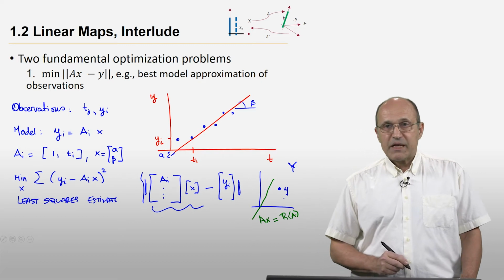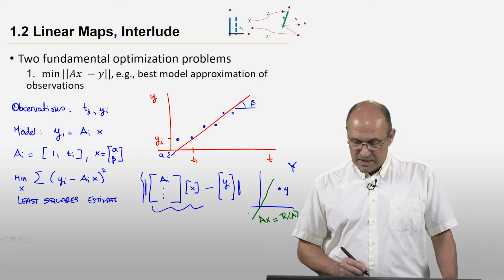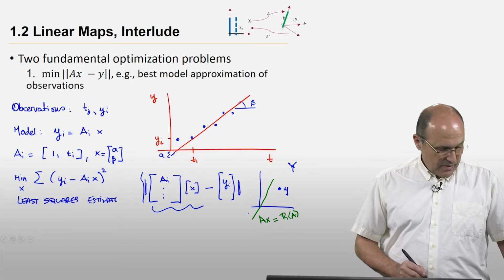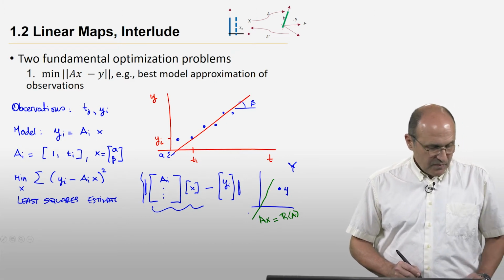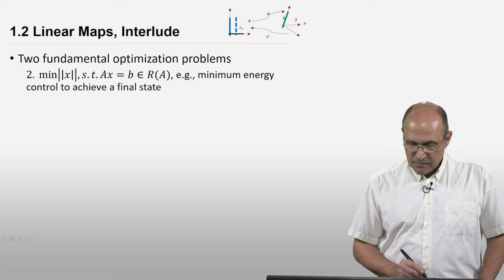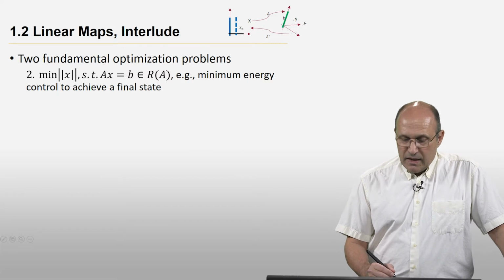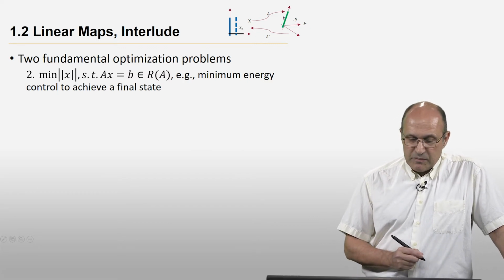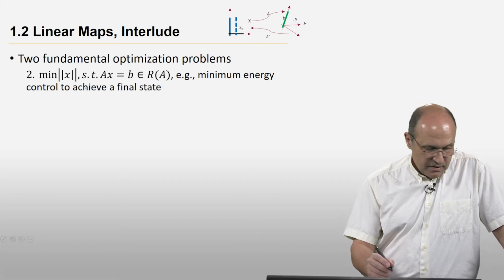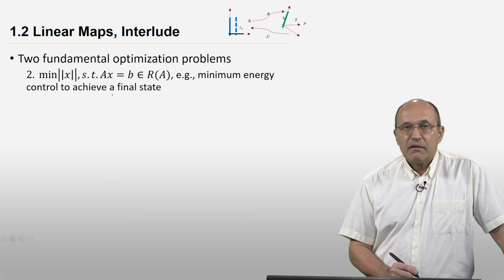So Y is an element of this space. We want to find the best approximation of this Y with an element on the subspace AX. I'm not going to solve this problem now, but I will set up the tools to do that later. A dual of that problem, a dual in a certain sense, is the other side of the fundamental minimization problems. Minimize the norm of a vector x such that this constraint Ax equals b holds.